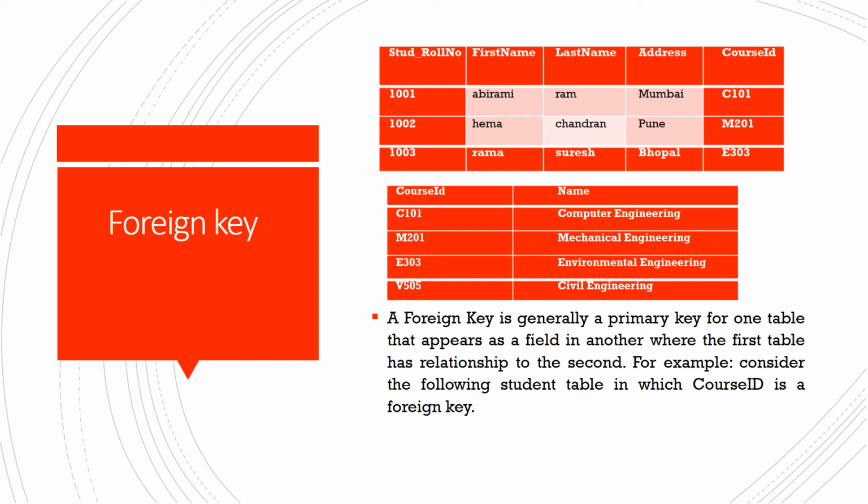A foreign key is generally a primary key. Primary key means it uniquely identifies records, as we have already studied. So a foreign key is generally a primary key for one table that appears as a field in another table. Roll number is a primary key in the first table, so it has a relationship to the second table through the course ID. Now we can assign the course ID as a foreign key. So one table relates the primary key with the foreign key, and that foreign key is assigned in the second table, that is, the course ID.